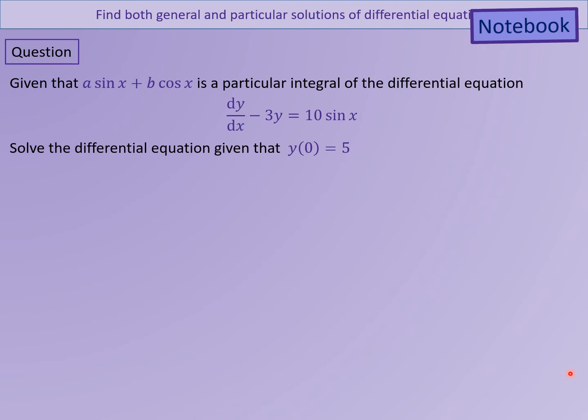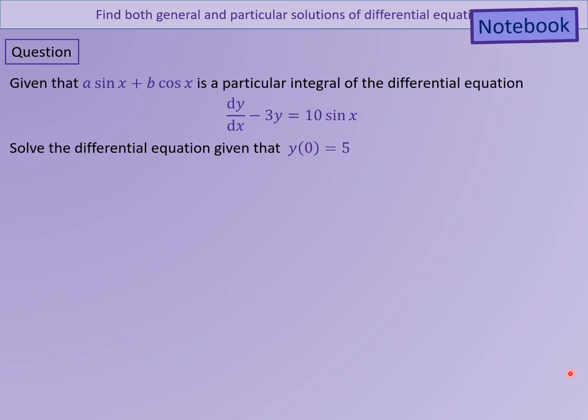What I'd like you to do then is spend some time just writing that down into your notebook. I've got an example of a particular integral there. I've got the differential equation and I want to solve it. I want a particular solution when x equals 0 and y equals 5. Okay, so just pause there. Have a go at doing as much as you can yourself. You might want to do all of it, it's up to you, and then we'll put the answer down in your notebook.